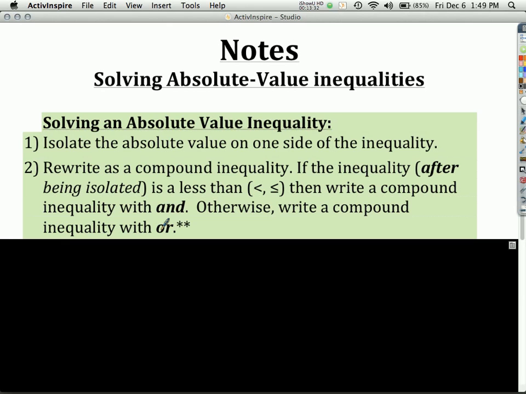I have a memory system for you to use. That's what these stars are going to show. I'm going to show you in a moment. I have a memory system for you to use that makes it really easy to remember which one is which. I'll get to that in a moment.